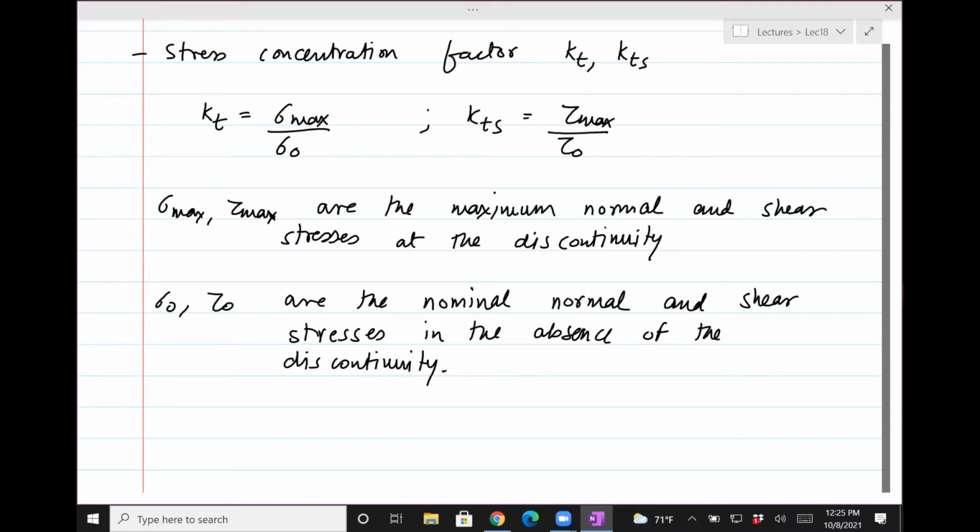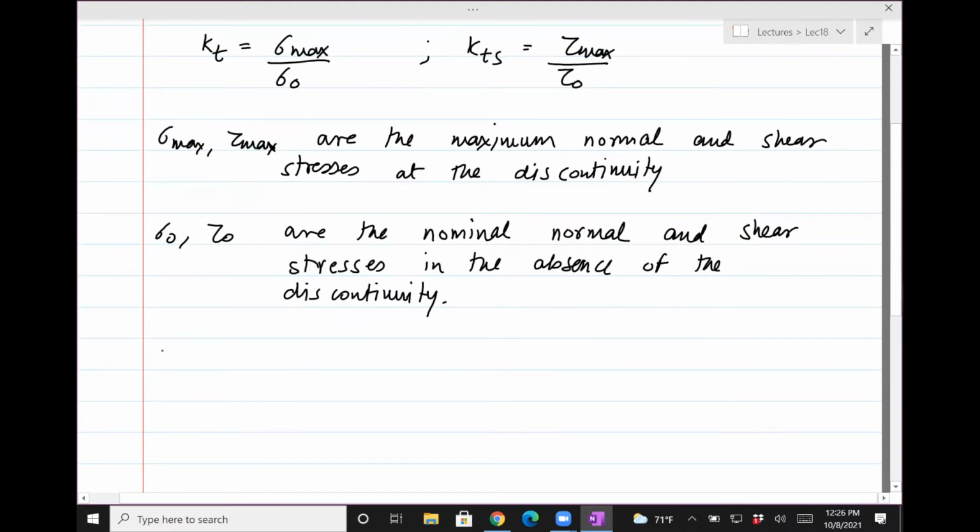But then the problem is you cannot find sigma max, tau max that easily. So what people do is they use experimental methods to find tau max and sigma max, and then they define these tables where you can find this KT and KTS, which are basically now properties of the geometry and not of the material. And from those tables, you can figure out what the maximum stress is. We'll come to that in just a bit, but KT and KTS are functions of geometry, not of material.